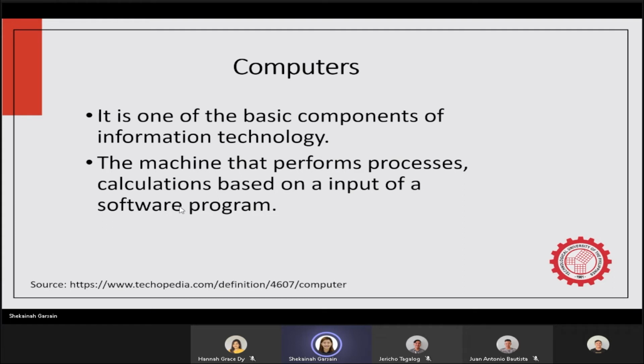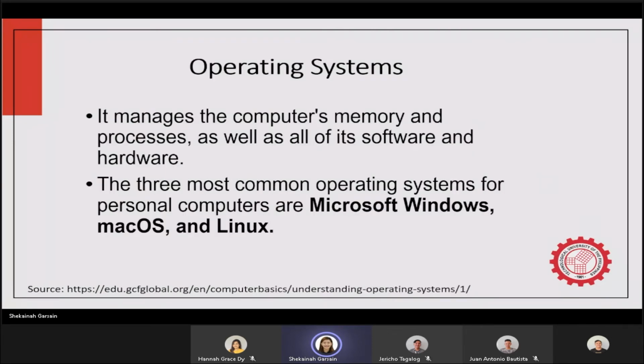So the computer also replaces the traditional ways. So, nagiging mas madali yung mga, for example, is yung communicating. So, mas mababa din yung dinedemand na bill when it comes sa mga video chats and sa pagtawag locally or overseas. The next is the OS or the operating systems.